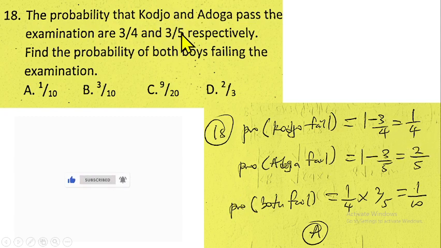Also we can find the probability that Adoga failed. That will be 1 minus 3 over 5, which gives us 2 over 5. So the probability that both of them fail will be the probability that Kojo fails multiplied by the probability that Adoga fails. That will be 1 over 4 times 2 over 5. That gives us 2 times 5, 10. So 1 over 10. Option A is the correct option for question number 18.